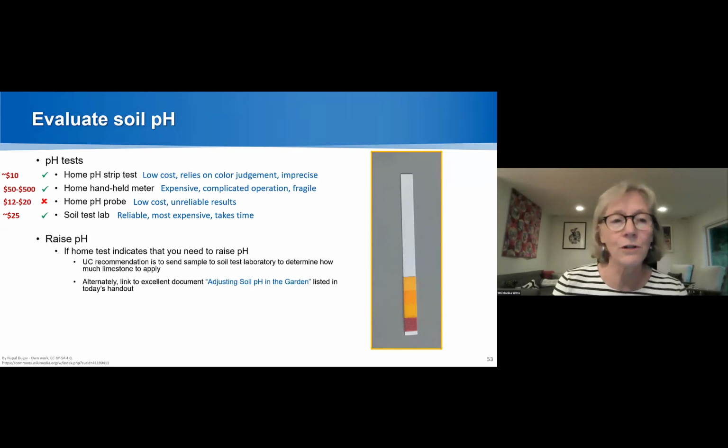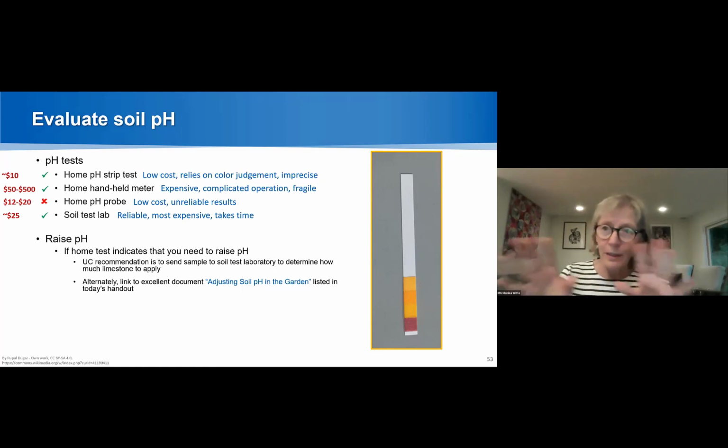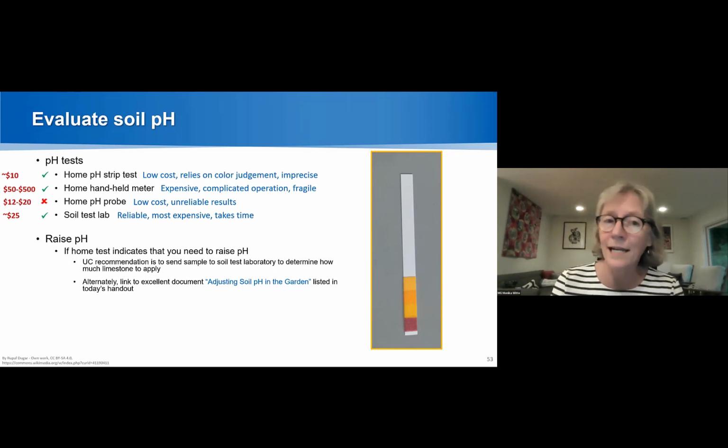If you learn as a result of this testing that you need to raise your pH, University of California recommends that you send your sample to a soil test laboratory to get some guidance on how much limestone to apply. The reason for that is that it's difficult to understand all of the relationships between the limestone in the soil and the texture and the calcium that's existing in the soil. And so it's a good idea to get some guidance. But you can also do it on your own. There's a link in today's handout to a document titled Adjusting the Soil pH in Your Garden. And you can use that if you prefer, rather than sending your soil to a laboratory.